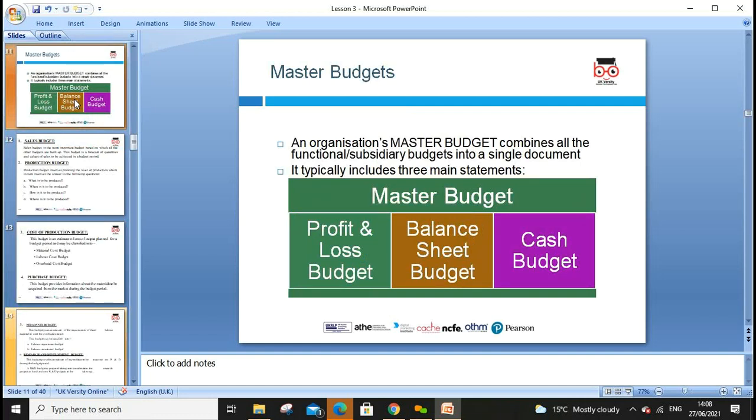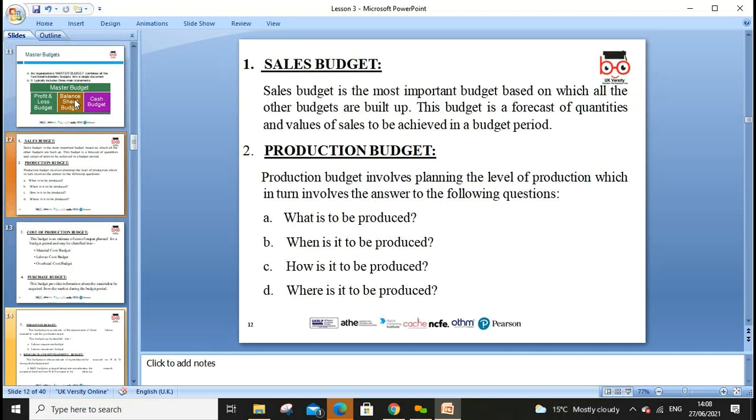So these are all the other subsidiary budgets. Okay, the master budget is an organization-wide budget. It combines all the functional and subsidiary budgets into a document that includes the three main statements: profit and loss budget, balance sheet budget, and the cash budget. That's the key thing. The sales budget is the most important budget, as all other budgets are built on it.